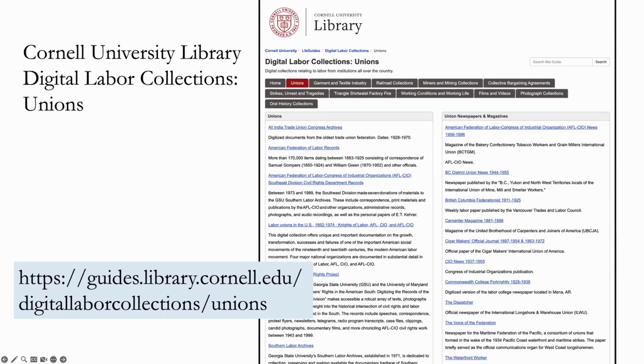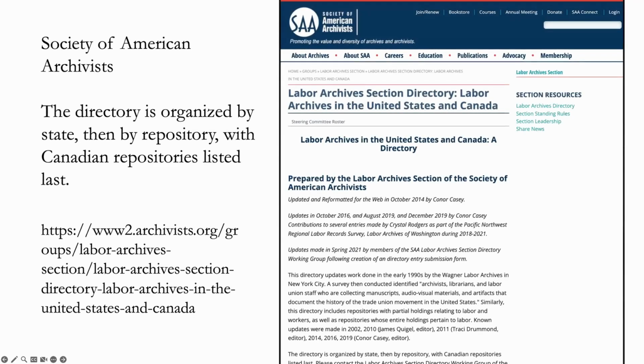And here you can see from the categories from Cornell University, there's garment and textiles, there's railroads, there's miners and mining, there's collective bargaining agreements, there's strikes, there's Triangle Shirtwaist Factory fire records, there's all sorts of things in here. And a lot of this information is now available online in some format, but not necessarily available through the genealogical websites.